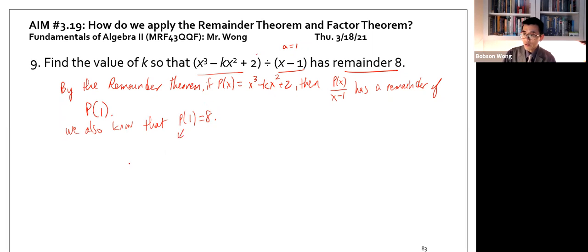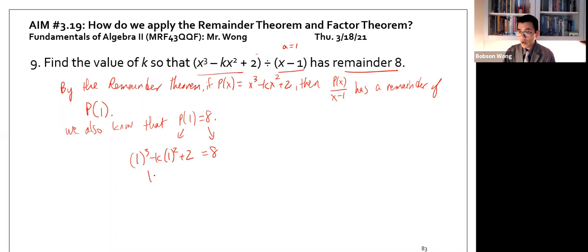So p of 1 is equal to 1 to the third minus k times 1 squared plus 2. Because that's what p of 1 means. We substitute 1 for x. But we also know that p of 1 is equal to 8. So now look at what we have. We have an expression with k and a bunch of numbers equal to 8. That's an equation that we can solve for k.